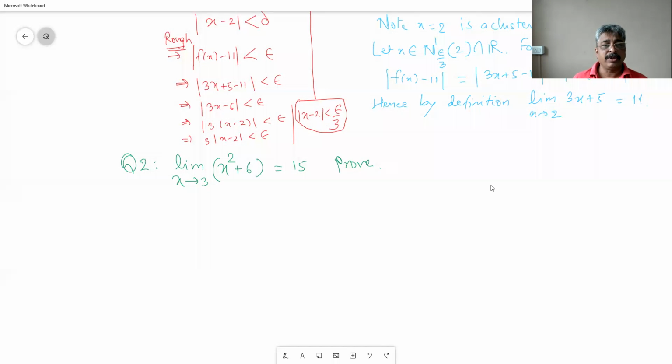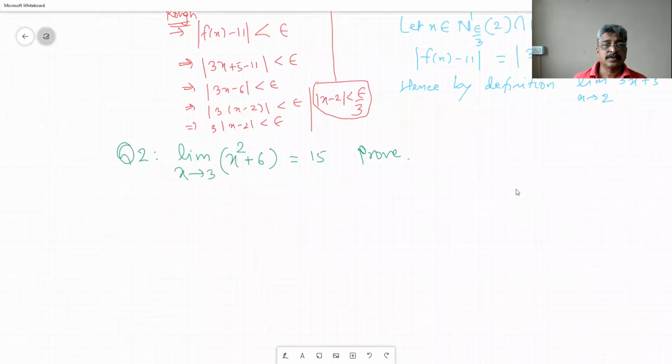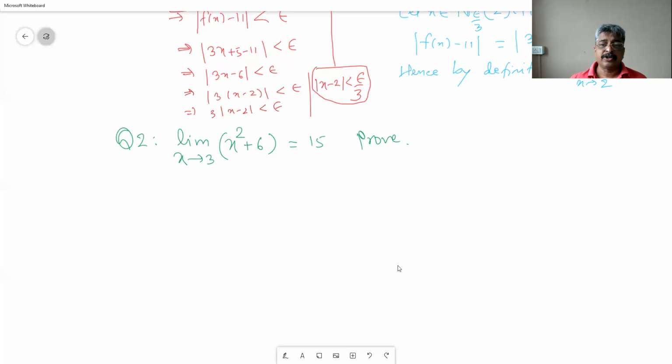Suppose we want to do calculations, rough calculations, then how will they go about it? I want to eventually show, because this limit is true, but now it is a question of writing an epsilon-delta proof for showing that yes, this limit is correct, and therefore consider f of x minus 15.